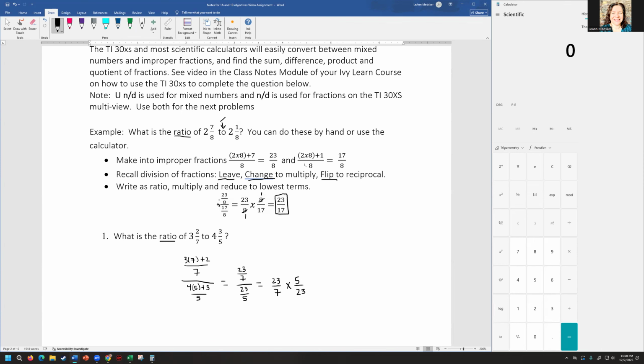Notice this time I do have matching 23s. They're both divisible by 23. So we can reduce that out since they're divisible by the same thing. And we're just left with 1 times 5 on top, which is a 5, and 7 times 1 on the bottom, which is a 7. So this would be 5/7.